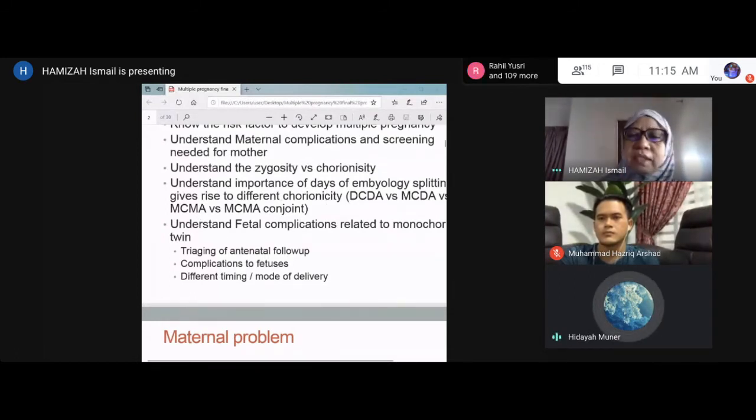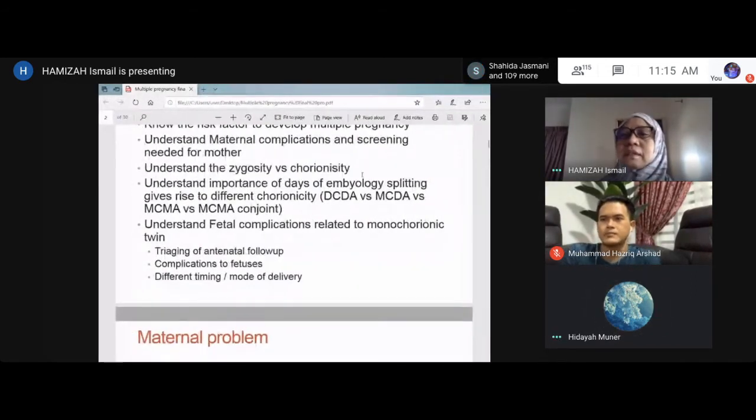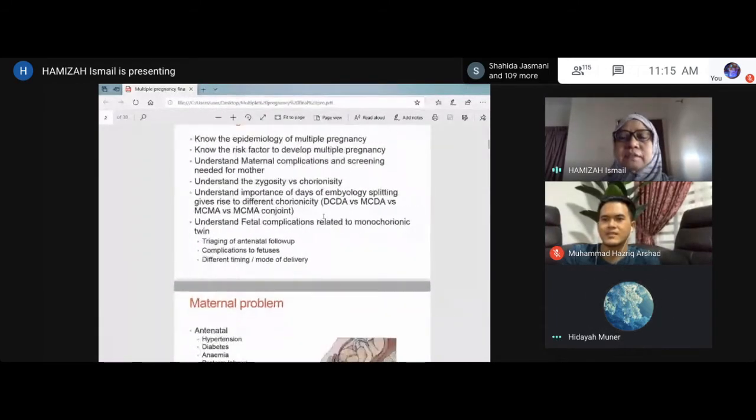Excuse me, Prof. Sorry. I think for your slides, you need to zoom out a little bit because we can't see some parts at the edge. Okay. Is it okay now? Yes. Okay.